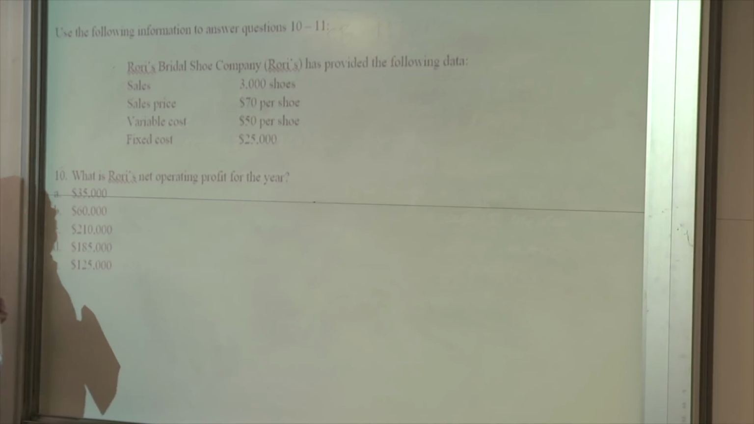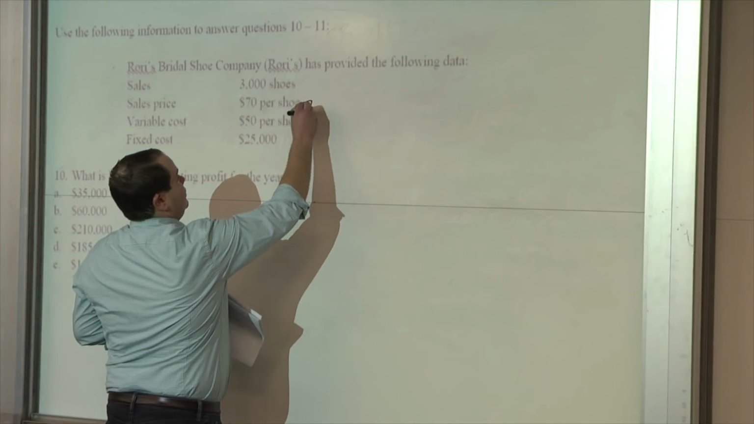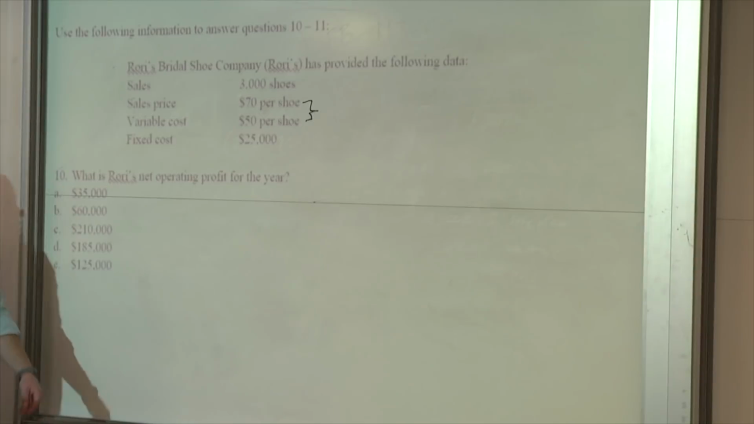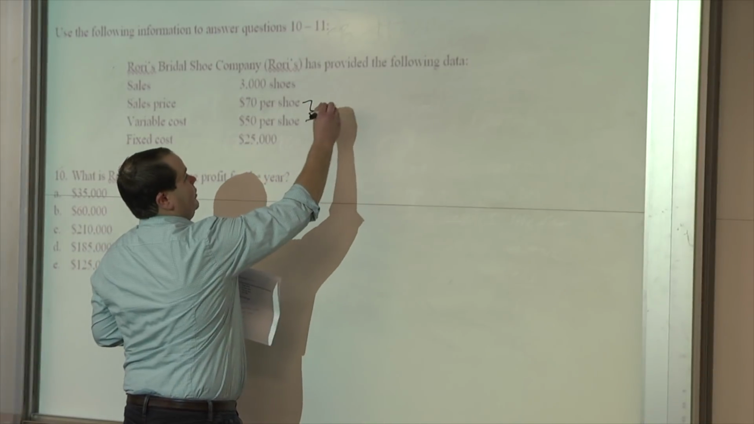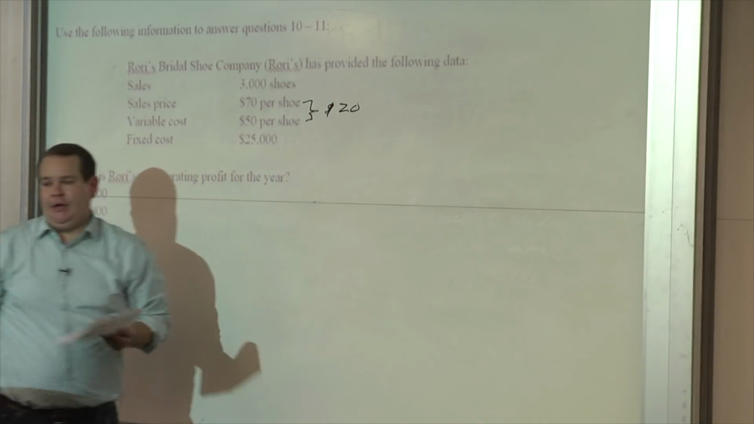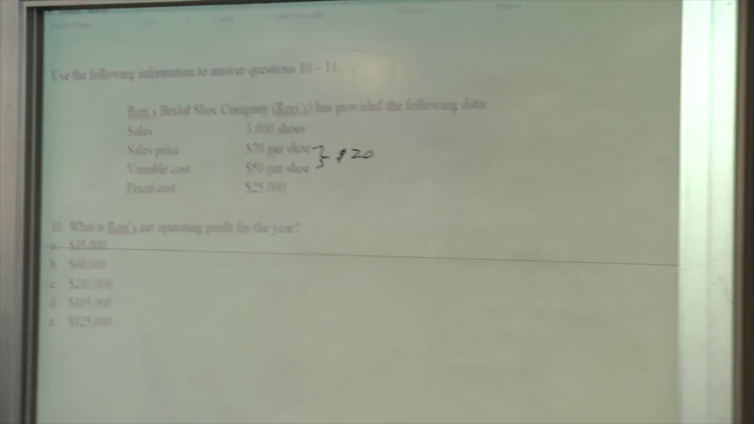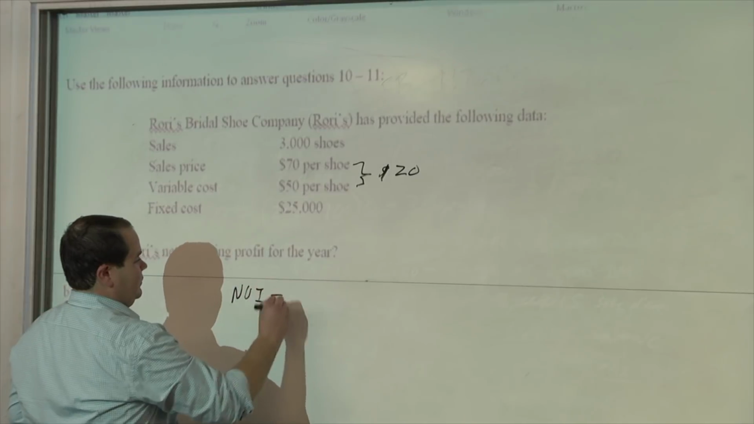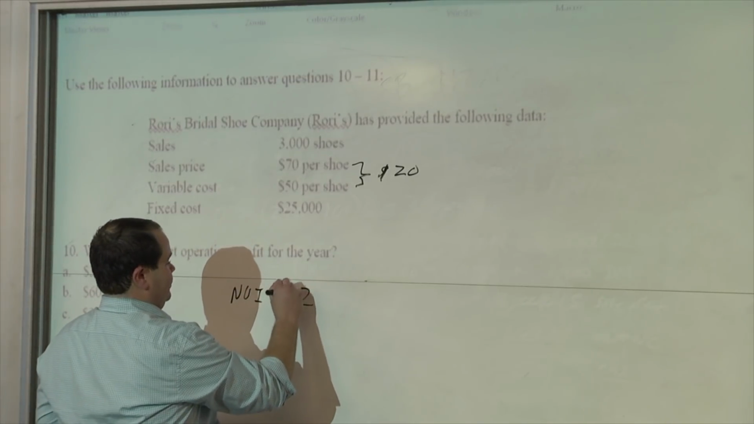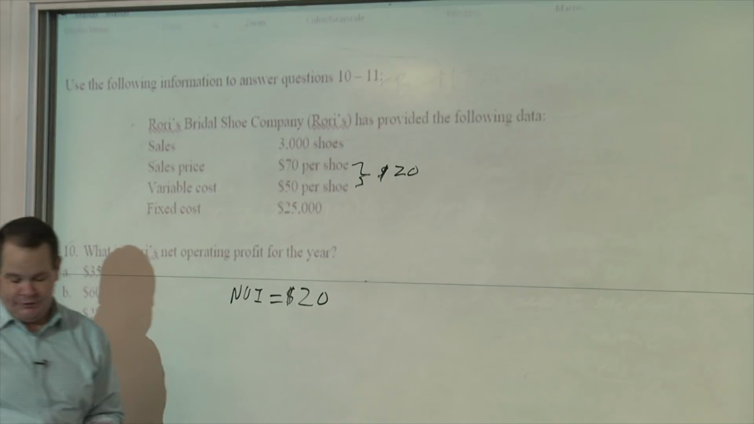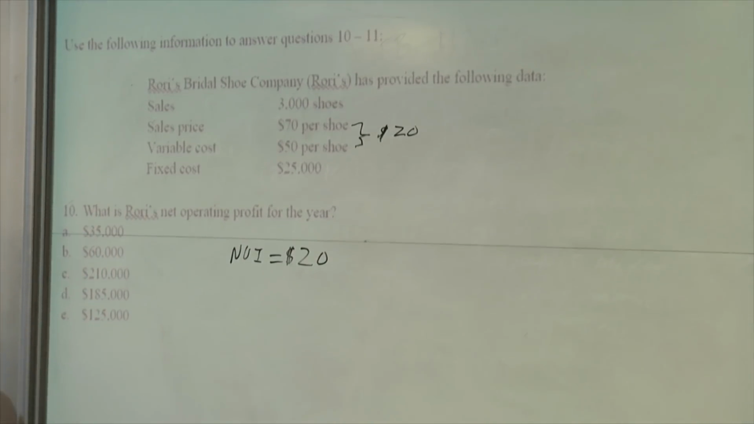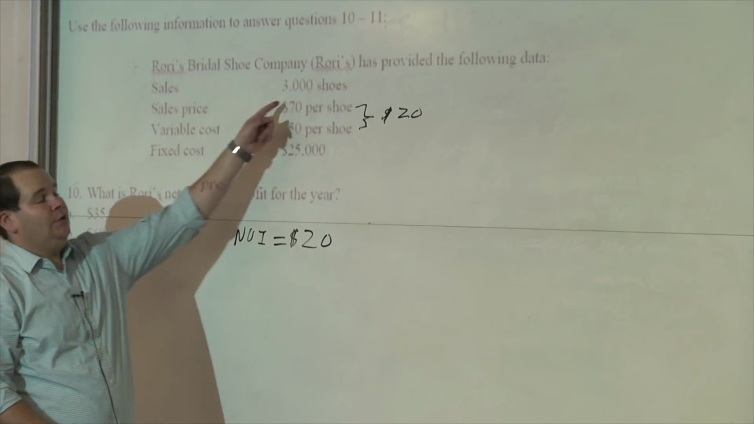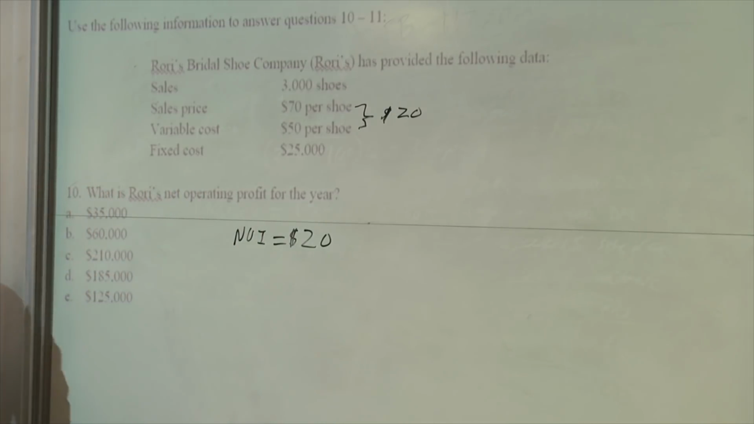So real quickly, we can come here and we can say they're selling them for 70, their variable costs are 50, contribution margin is $20 per unit. So if we're trying to solve for our NOI, we got a contribution margin of $20 per unit times how many units they sold, which is 3,000 shoes.